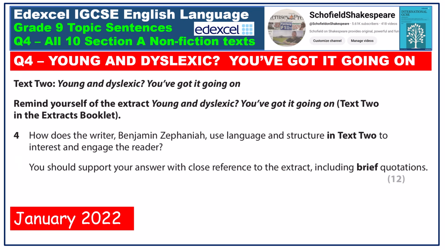Next up is Young and Dyslexic, You've Got It Going On, by fairly recently deceased Aston Villa fan Benjamin Zephaniah. In January 2022, the question was, how does the writer use language and structure in text 2 to interest and engage the reader? Reread the text as necessary and write those topic sentences. It's pause time.